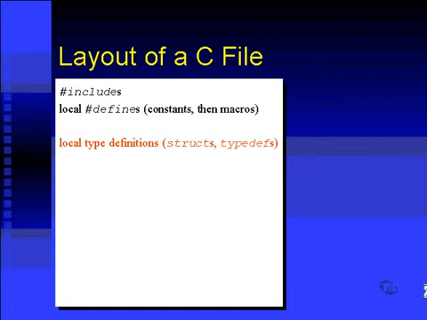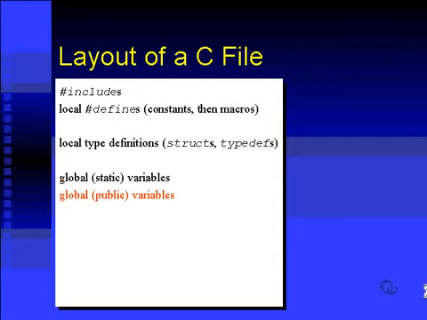Next come local type definitions. Again, just like hash defines, if the type definition is local to this file, in other words, it's only ever used in this file and it's never used in any other file, then it's quite okay to put the struct or the type def line in the .c file. Otherwise, if it's probably going to be used in more than one .c file, then put it in an include file. Next, you've got global variables, two different types. Static and public. You don't know the difference between static and public global variables yet, so I won't go into that. You'll learn more about that in the chapter on scope.